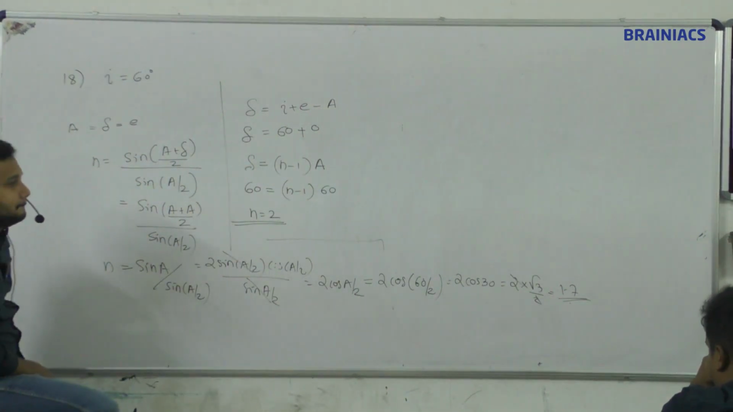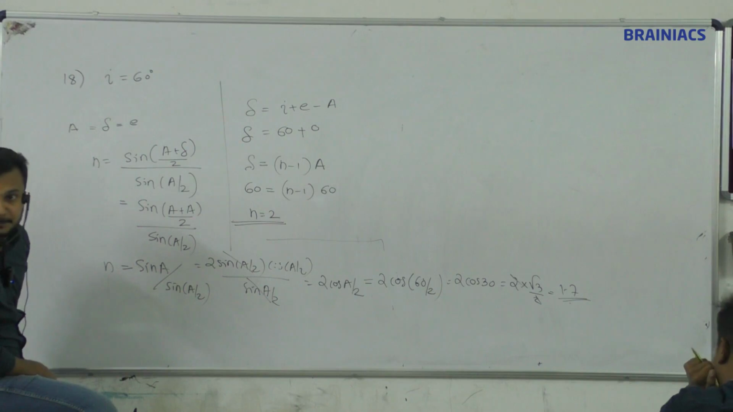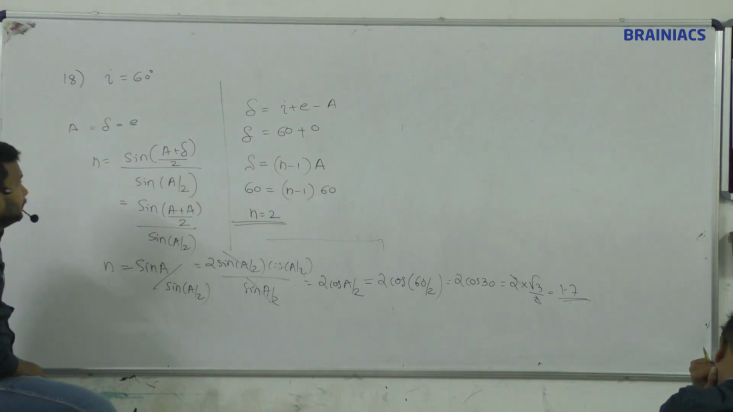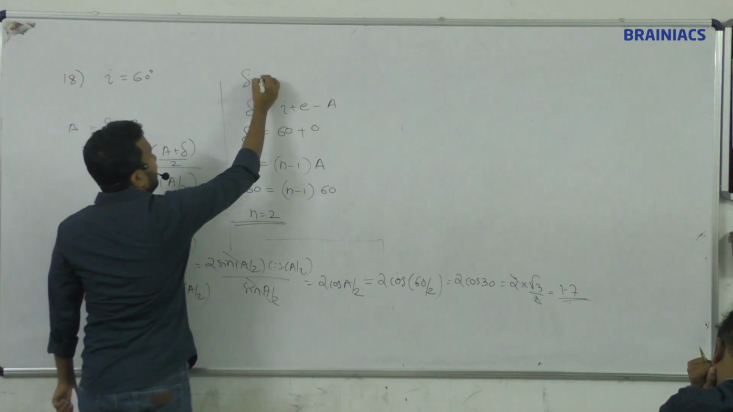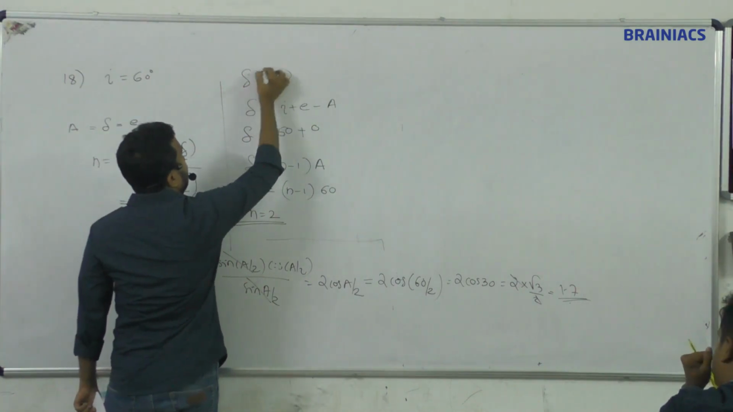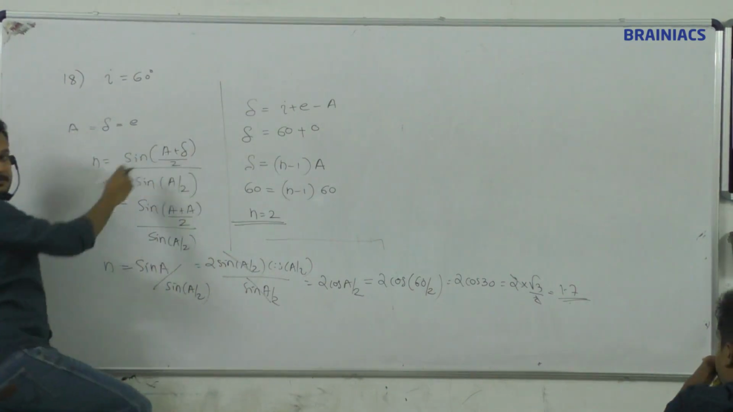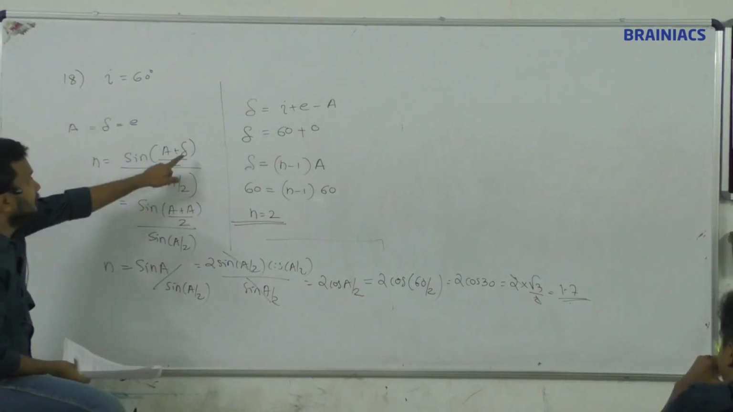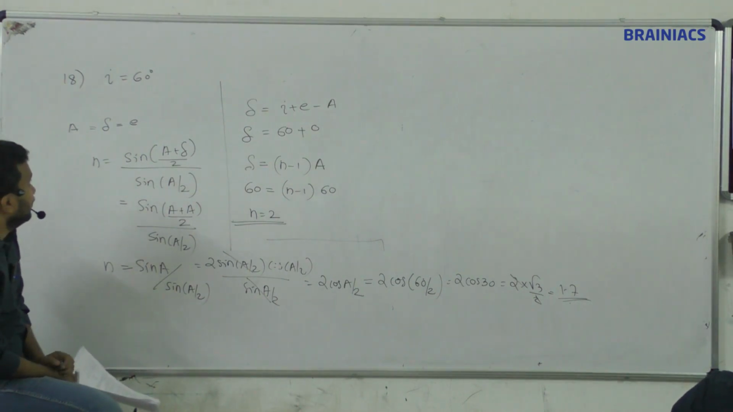Why is it not coming here? Delta equal to A. This formula is not solved for delta, this is just deviation. When minimum deviation is happening, I is equal to E will come. This one now. I is equal to E.